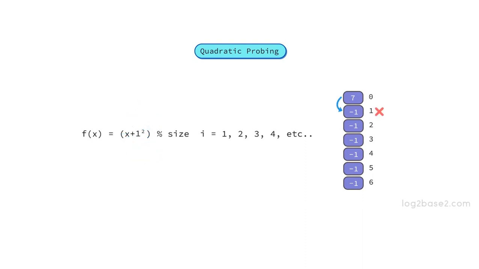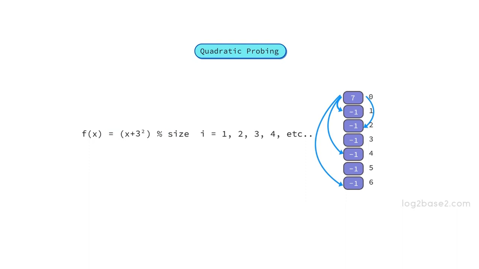not available, then we will check the slot after two square elements, that is the fourth slot. And if it is also not available, we will check the slot after three square elements, and like that. So it will avoid the cluster by distributing elements in various indices.